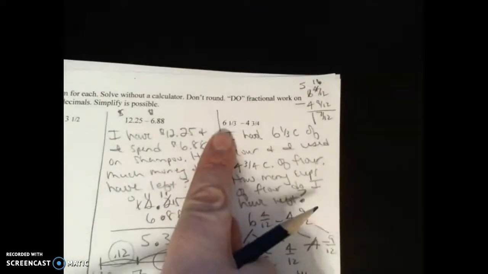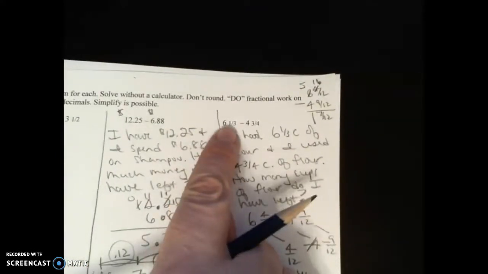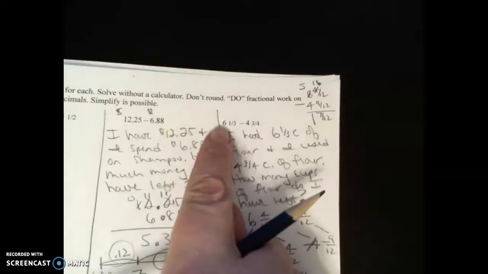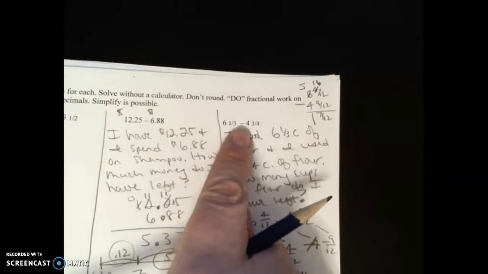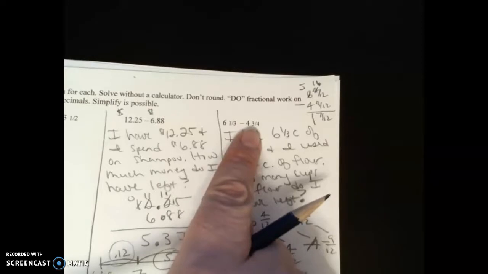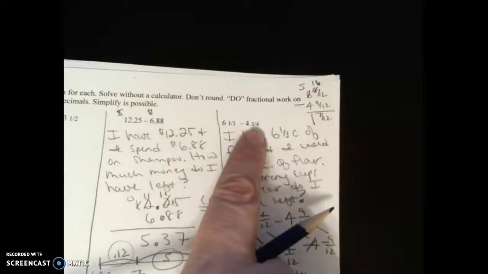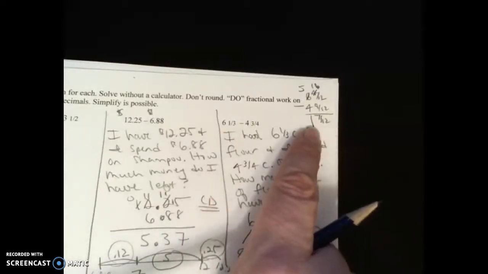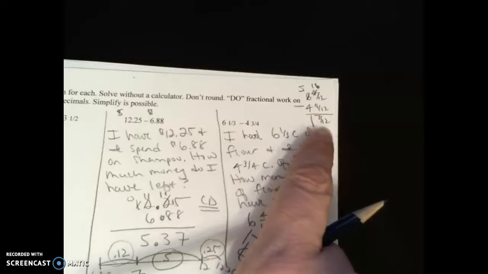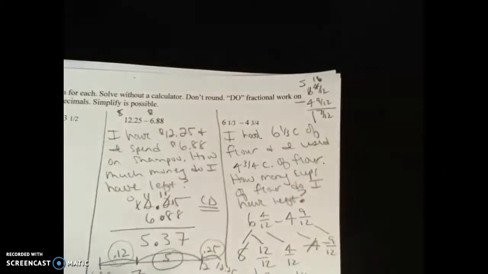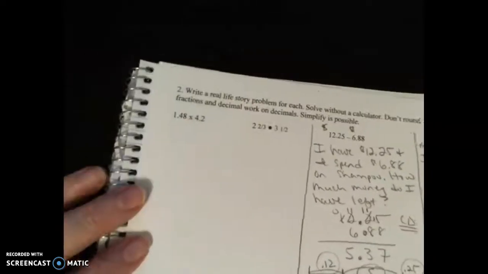I could use inches, like I have 6 1/3 inches of ribbon. I use 4 3/4 inches of ribbon. How many inches of ribbon do I have left? And that would work nicely because 12s play nicely with 3 and 4. So then you would have 1 and then 7/12 of an inch. So that actually makes sense for inches since we do cut them in 12. So that might work.